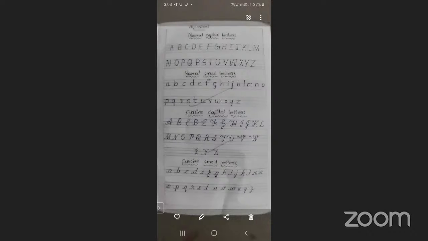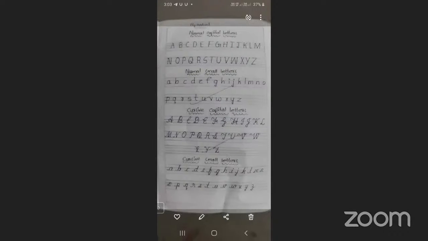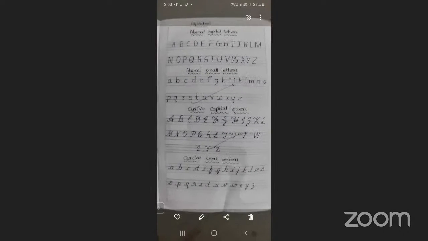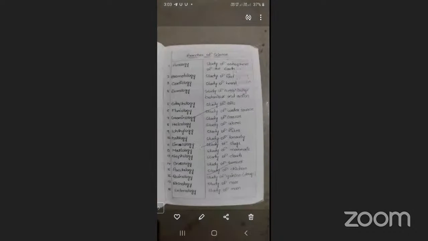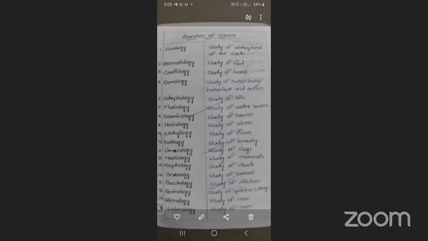So first of all, the name sheet, and after leaving one page, go for the alphabets. In these alphabets also, first of all, normal capital letters, normal small letters, next cursive capital letters, cursive small letters. Okay. After alphabets, here we have branches of science.